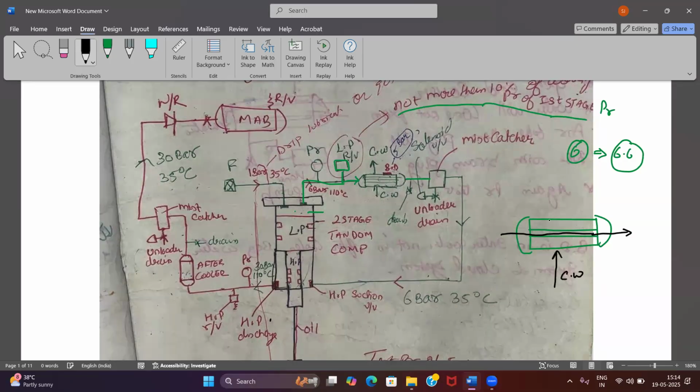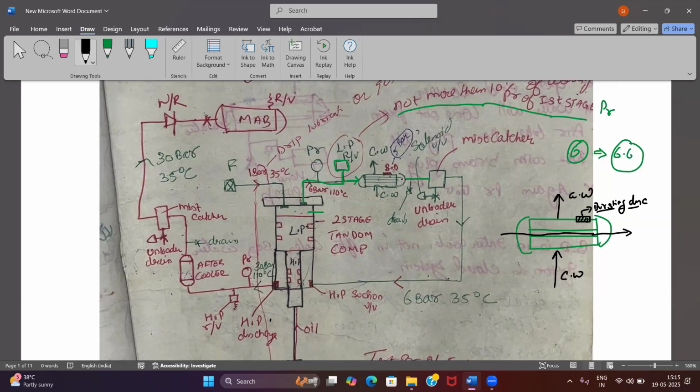Here my cooling media will be coming, that is my cooling water, whatever mechanism we are using. Right now we are using a tandem compressor, so we will call it water cooled. Cooling water will be flowing here, and on the cooling water side you will have one safety, which is known as a bursting disc. This is one safety of your compressor. We will discuss it slightly later.